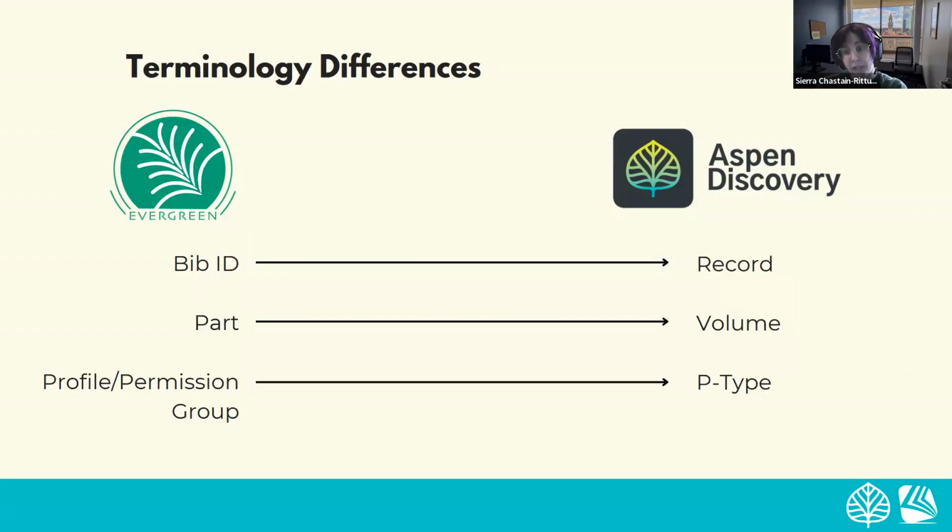So first and foremost, the bib ID or the TCN is the record in Aspen. In Evergreen, we call them parts. That's going to be the volume in Aspen. I think parts and volumes is the one that I get tripped up with the most, especially if I'm talking with a support vendor. I usually say parts slash volumes because I refer to it as parts, especially when I'm talking to my coworkers and to my libraries. But if I'm talking about Aspen stuff, it's volumes. And then the last one is profile slash permission group, and that's going to be the same as your P type or patron type in Aspen.